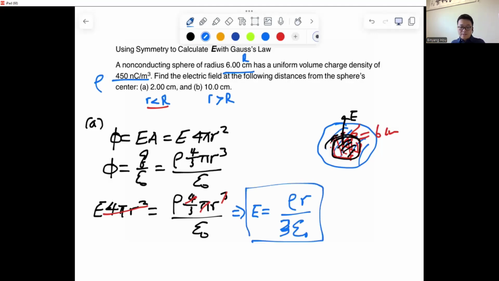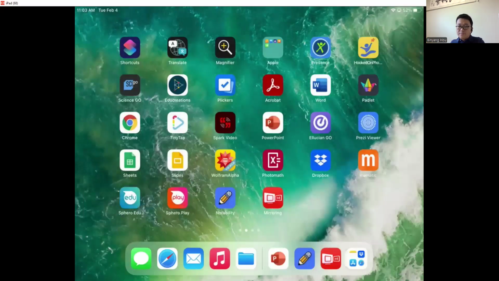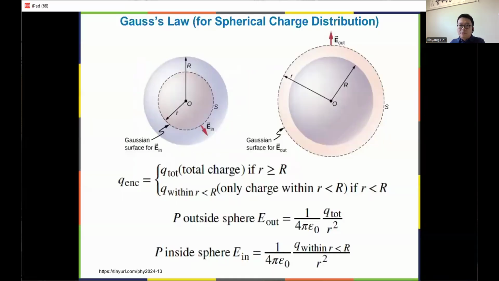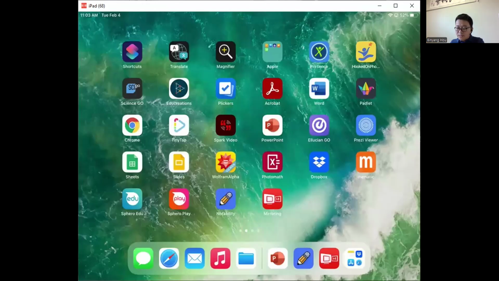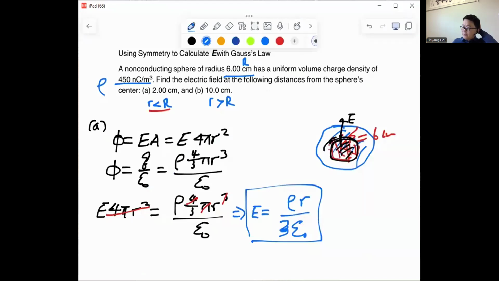And if we go back to the slide, it would be something like this. If you get Q enclosed, which will be 4 over 3 pi r cubed, the square and square will cancel, and then you're just left with that. So that's the inside there, 3 rho times r over that.